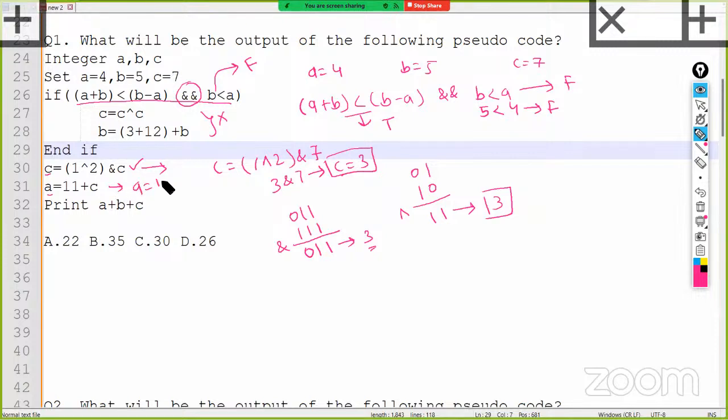A equals 11 plus C. What is the value of C? 3. So 11 plus 3 is 14. Now we have A as 14. B doesn't change, B remains 5 and C is 3. So if I calculate the result, 19 plus 3 is 22, and the right answer is 22. I hope with this you understand how I calculated the answer.